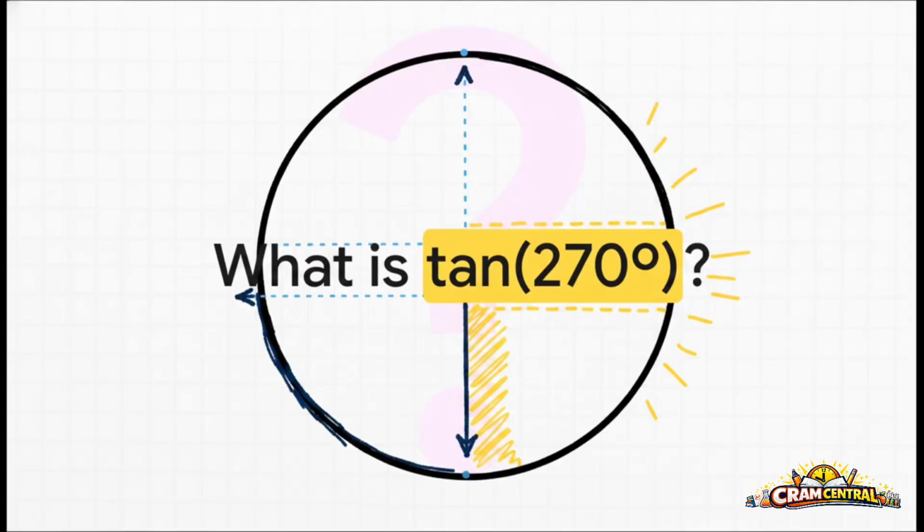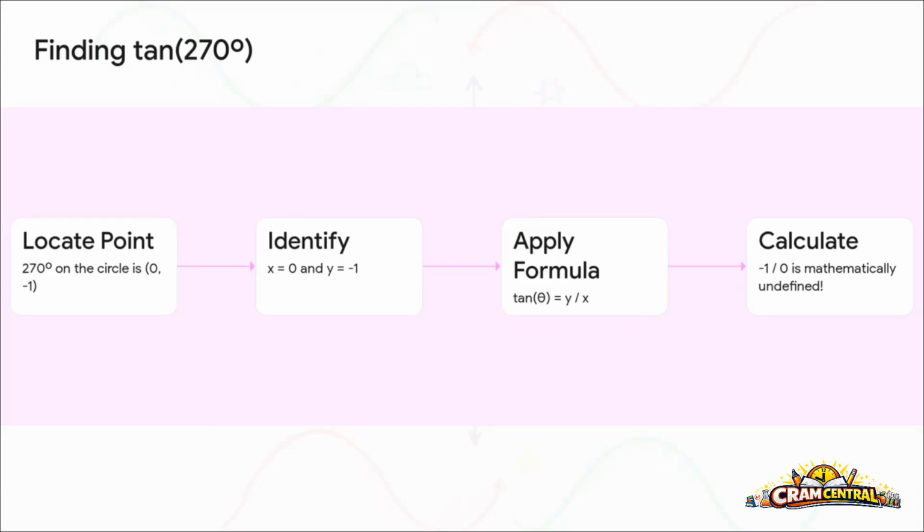Simple as that. Let's do one final, slightly tricky example involving tangent. What is the tangent of 270 degrees? This one sits right at the very, very bottom of the circle, straight down on the y-axis. Down at 270 degrees, our exact coordinate point is 0, -1. The x is 0, the y is -1.